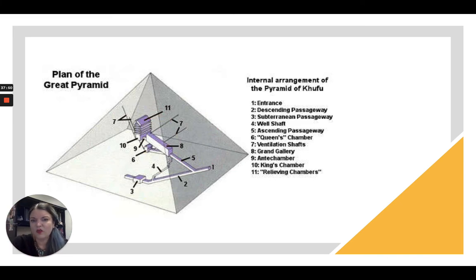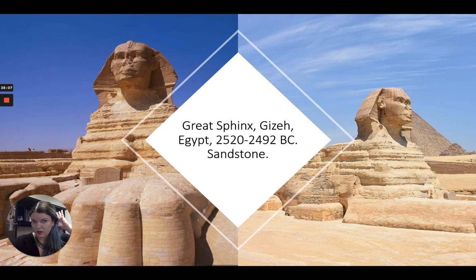There's antechambers and grand galleries that house a lot of the artifacts, a lot of the gold, all the things that you want to go with your ka into the afterlife. Okay, so it's kind of interesting because even though it's this huge structure, there's not that much space inside. It's largely solid, so there's not that much open space inside.